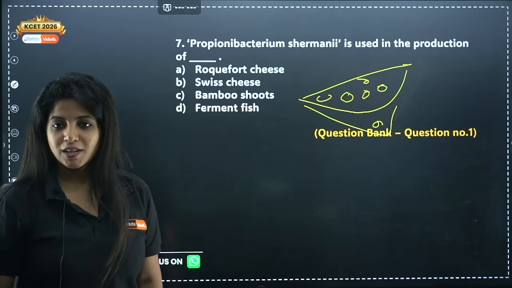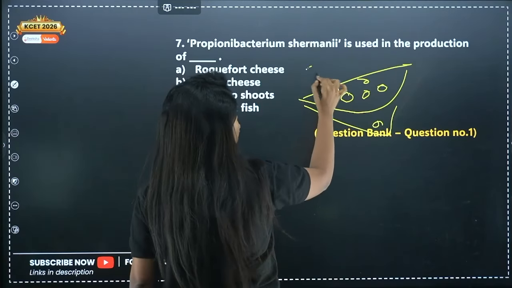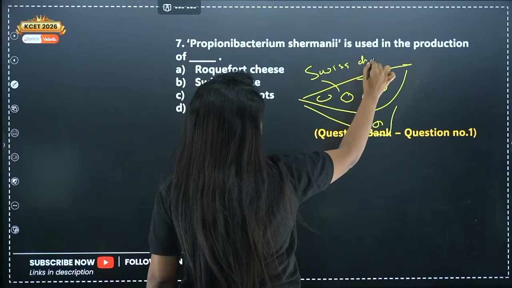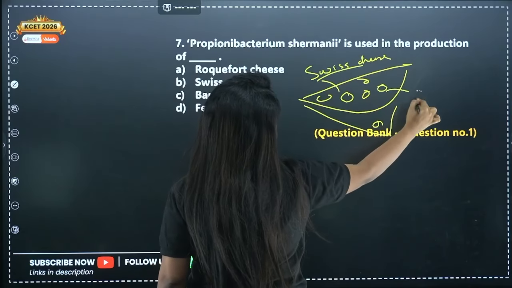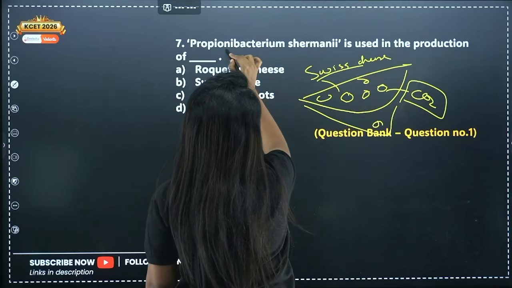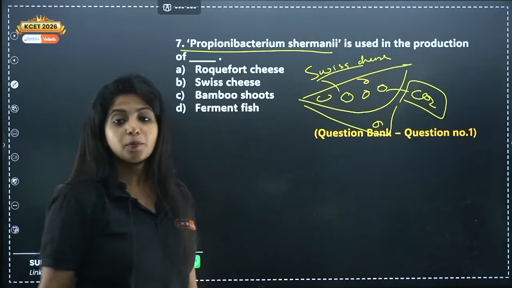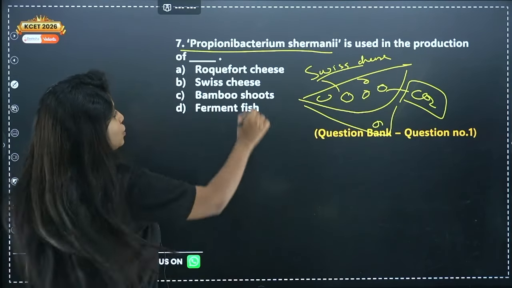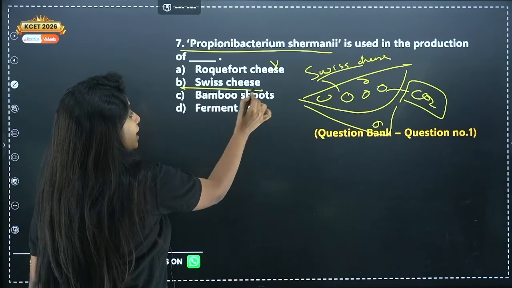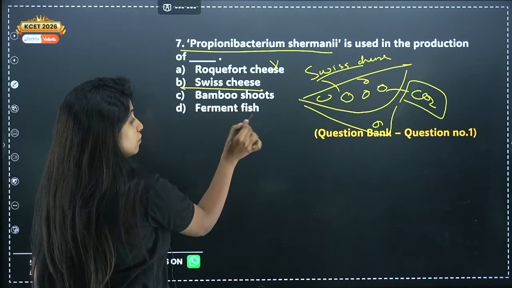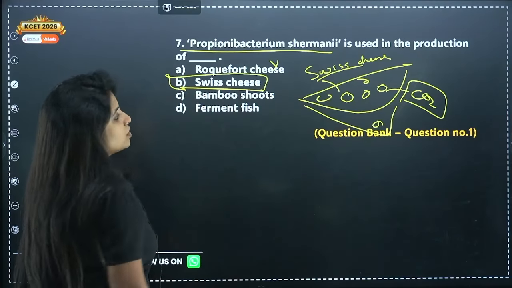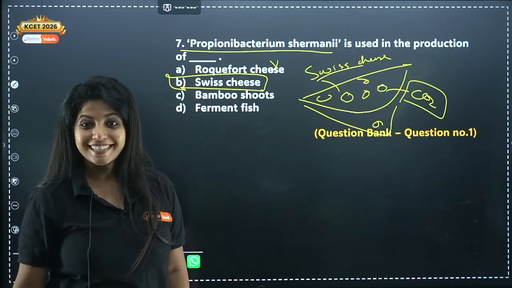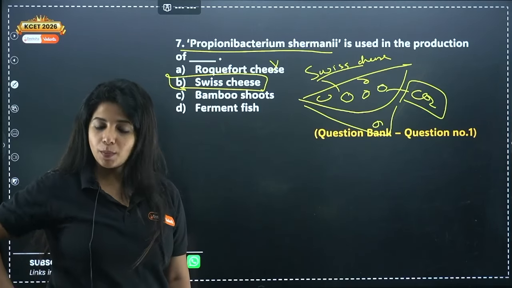Big pores. So that is why in the cheese known as Swiss cheese, you have big pores, because there is release of carbon dioxide by this bacteria, that is Propionibacterium shermanii. So it is not Roquefort cheese, it is not bamboo shoots, it's not even fermented fish. It is Swiss cheese. Remember that.